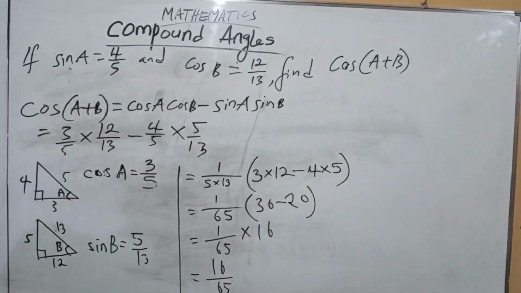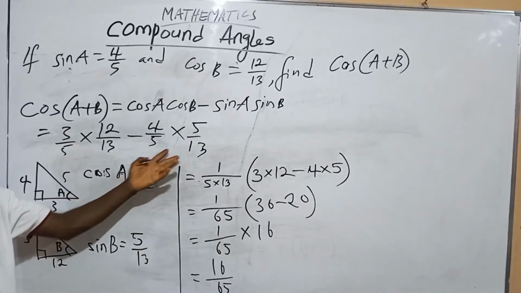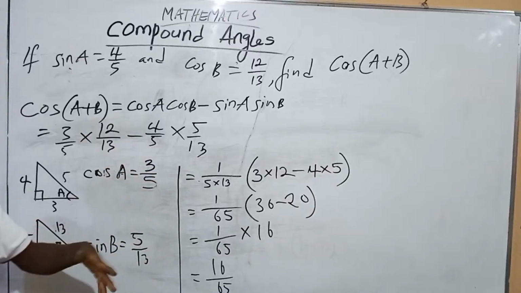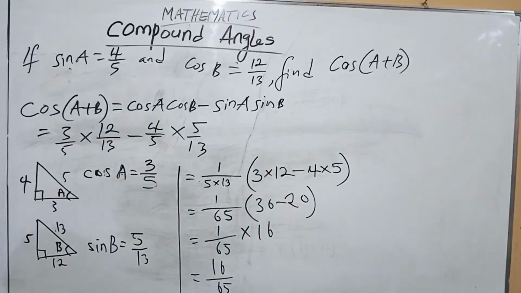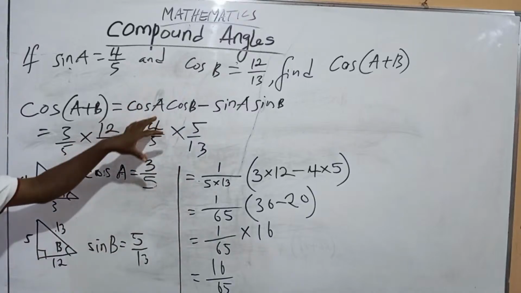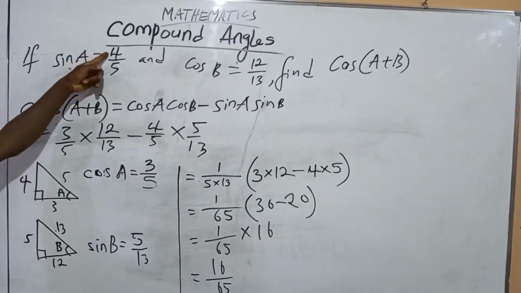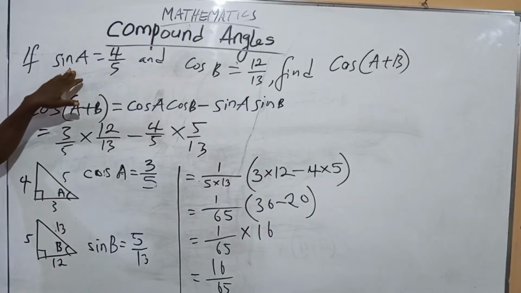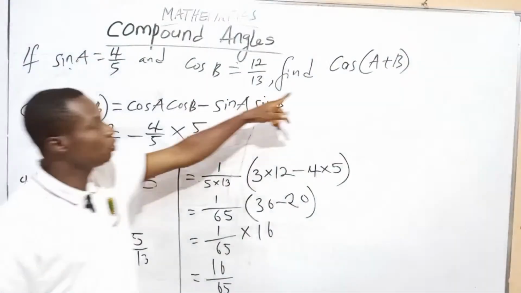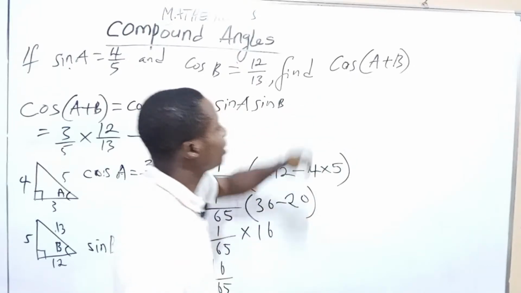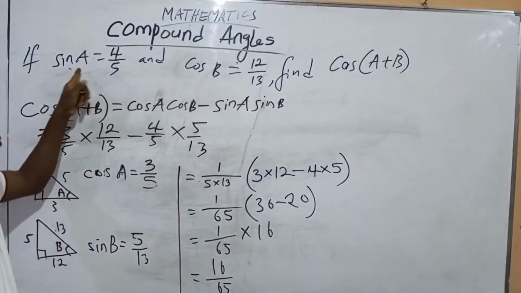This is the solution. So you don't need to be looking for LCM. Once they are equal, just bring it out and handle the other ones, and that is how simple it is. I do hope the solution is clear, right? I hope it is clear. 16 over 65 is the answer to this particular one. Once you are given sine A and you are not given cos A, we are going to get cos A from there.